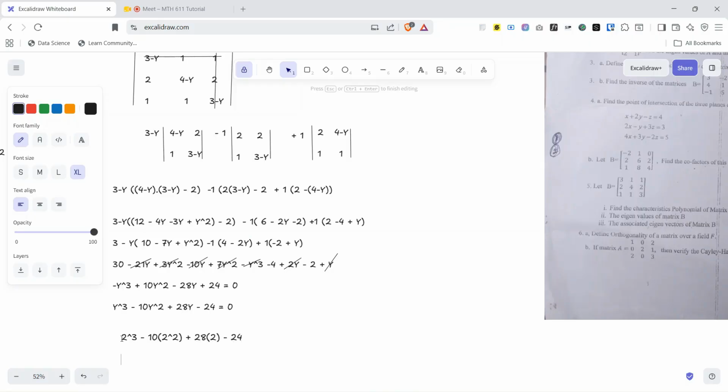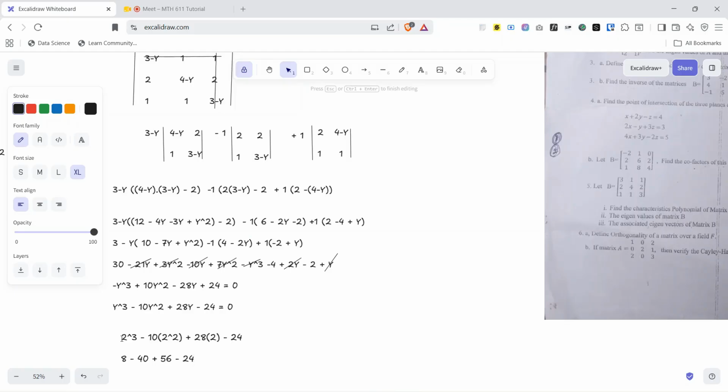2 times 2 times 2: 2 times 2 is 4, 4 times 2 is 8. So this is 8 minus 10 times 2 squared. 2 raised to power 2 is 4, so 4 times 10 is minus 40. Then plus 28 times 2, which is 56, then minus 24. So if we do this calculation, 8 minus 40 plus 56 minus 24 will give us 0.